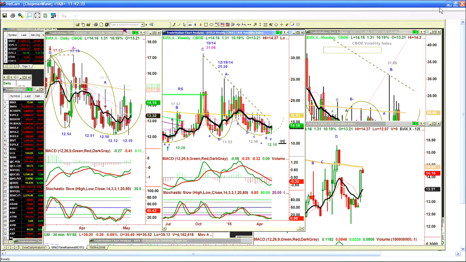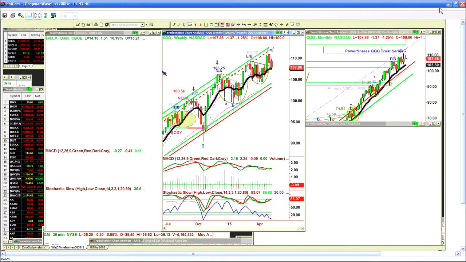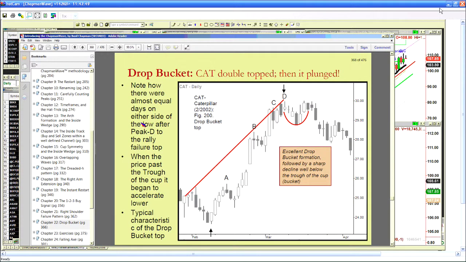Look at the QQQ series. The QQQ series could not make it. It's making that H pattern. What is the H pattern? Let me just get that H pattern here. That H pattern will be chapter, I believe it's 17. Let me see. Yep, there it is.